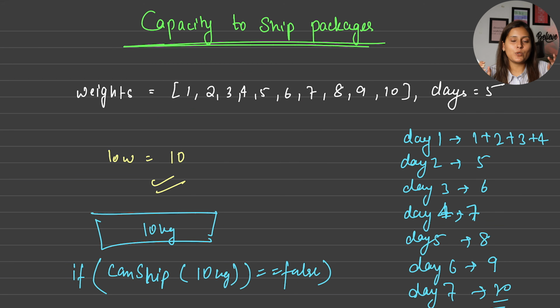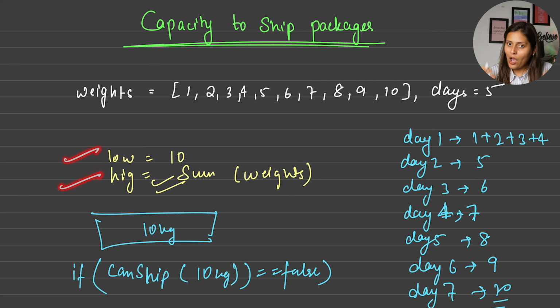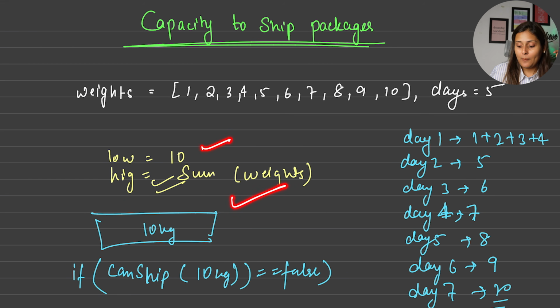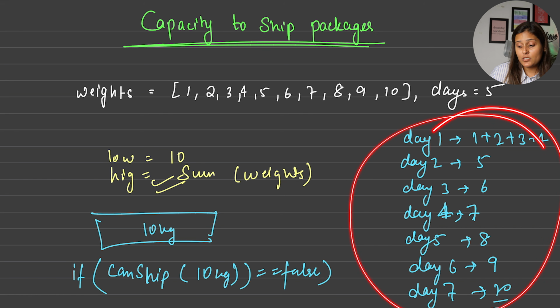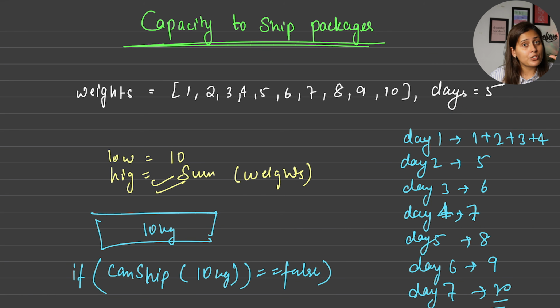So hence it was only to prove that the higher limit will be nothing but the summation of all weights. And now if you have found the lower and higher value, which is the maximum of weights and the sum of weights, you can either try with brute force running the for loop from low to high. But anyhow, to calculate the possible number of days you have to write a function for it.